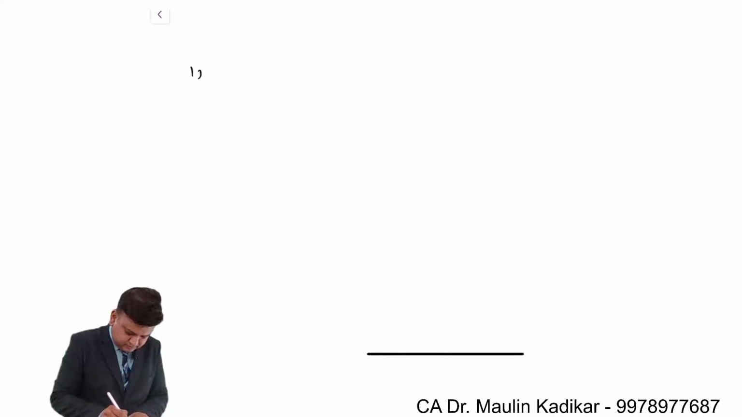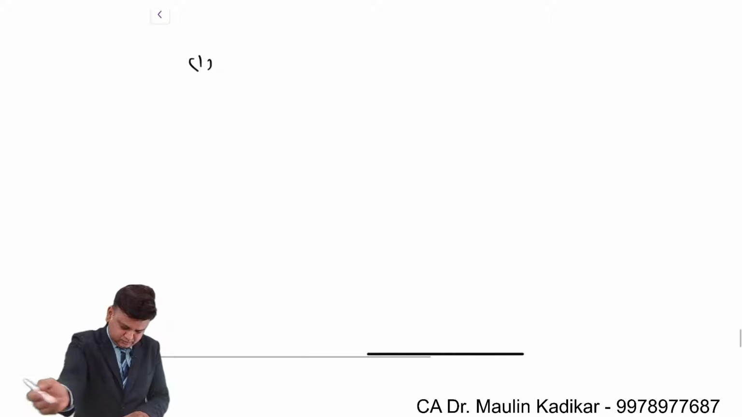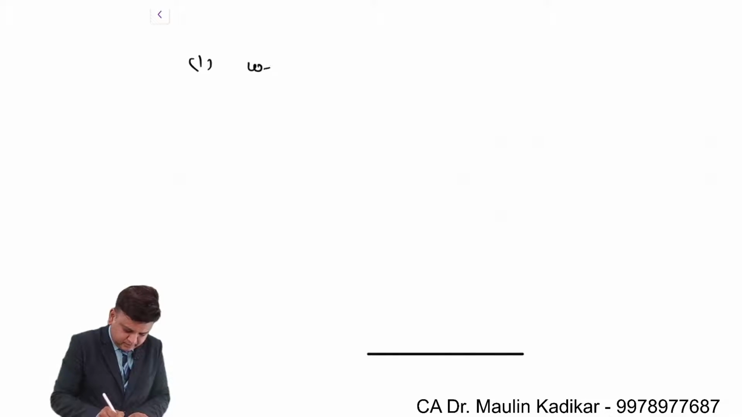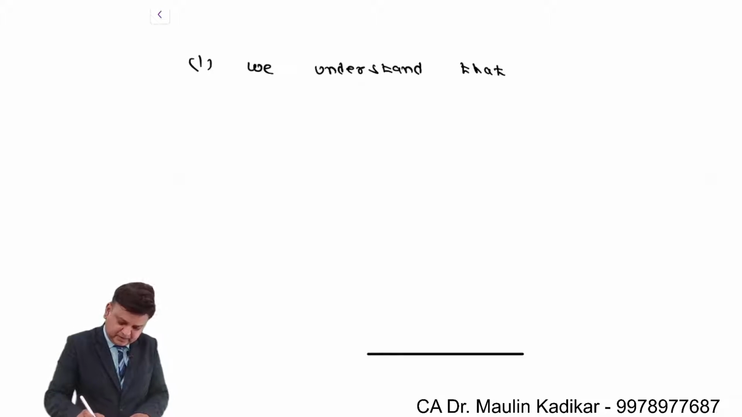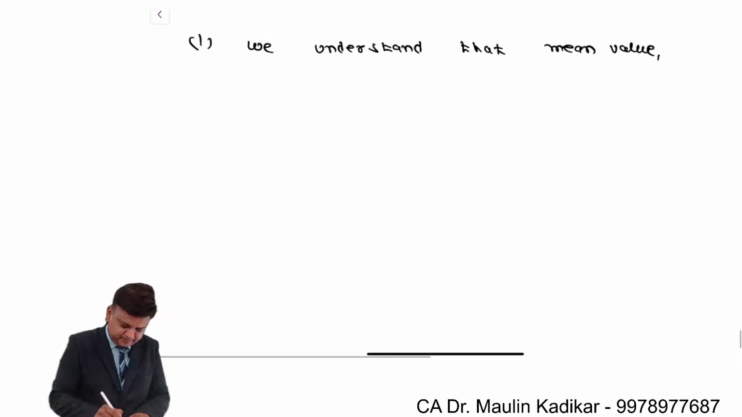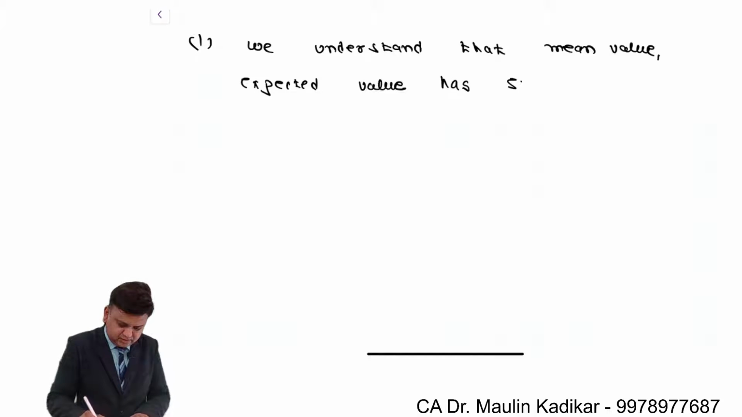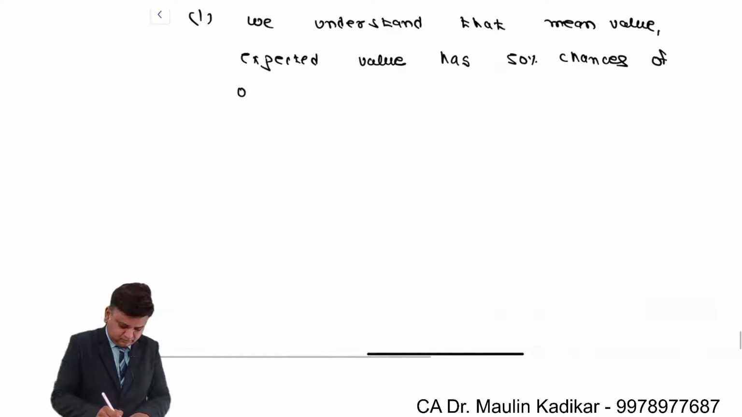First point, we understand that mean value, comma, expected value, has 50% chances of outcome. Full stop.